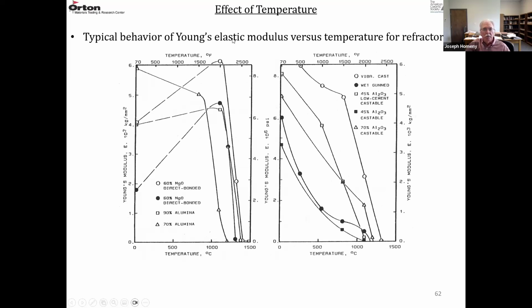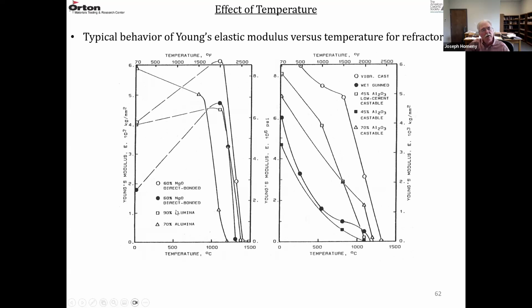So here are two plots for modulus versus temperature for refractories. And this is Young's modulus in kilograms per millimeter squared. This is in PSI times 10 to the sixth. And this is again Young's modulus in kilograms per millimeter squared, and that's times 10 to the 3. I always think in PSI, for me, it's easier. Here's degrees F, and here's degrees C.